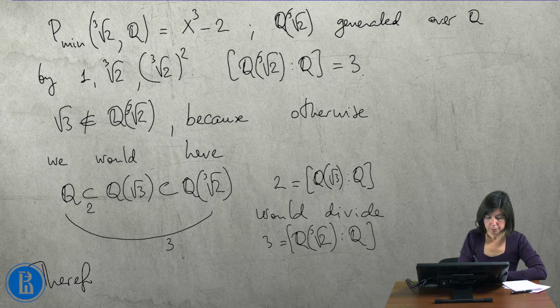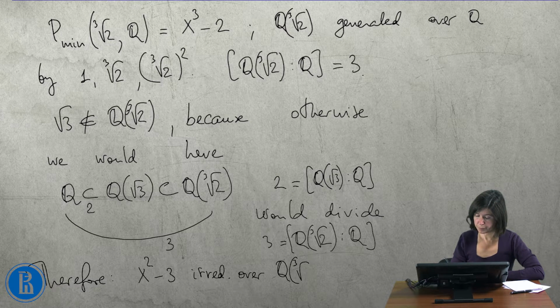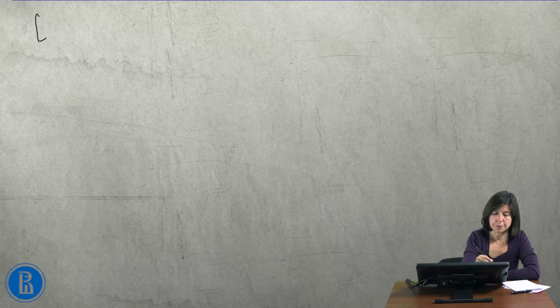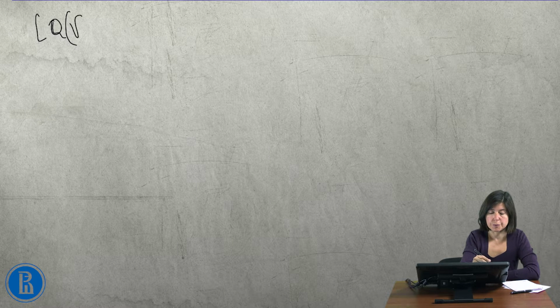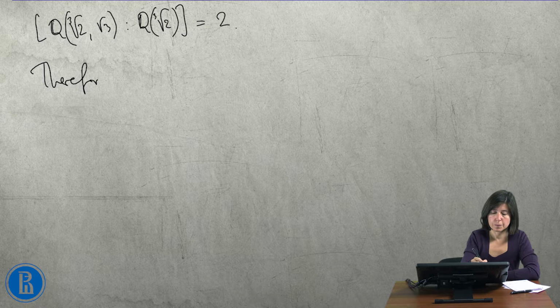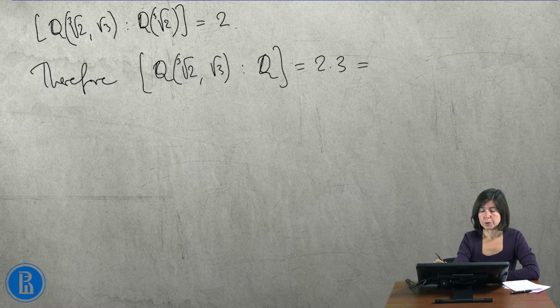Therefore, x squared minus 3 is irreducible over our extension and is a minimal polynomial of square root of 3 over this extension. And the degree of our big extension over Q of cubic root of 2 is equal to 2. Therefore, the degree of Q of cubic root of 2 and square root of 3 over Q is 2 by 3, which is 6.